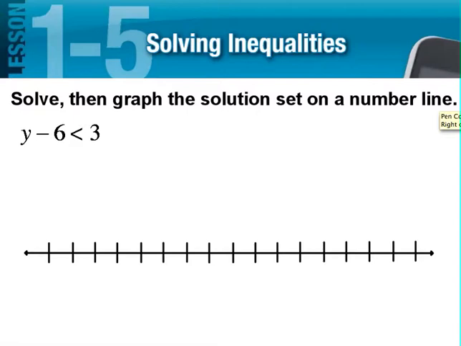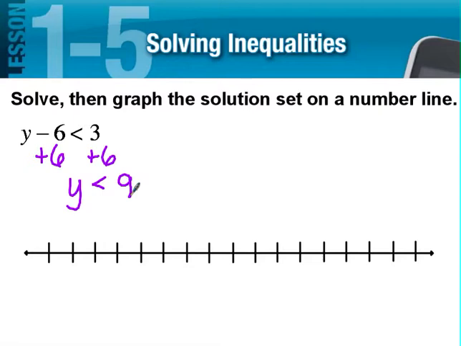Okay, and so if I was going to solve this inequality over here, what would you do? Solve it for y. Add 6. So you end up getting y to be 9. What's that symbol? Less than. Remember, less than always points to the left. Okay? So y is less than 9.